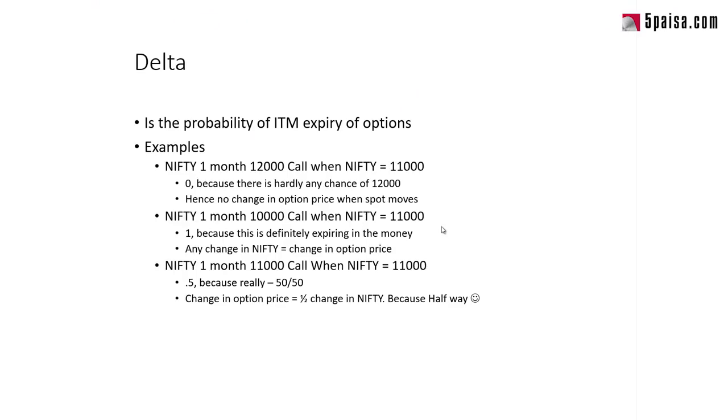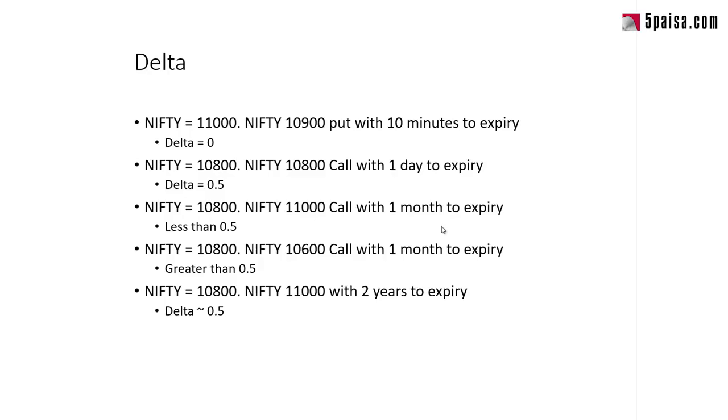So Nifty 1 month 12,000 call when Nifty is 11,000 is almost zero because there's no chance it's expiring in the money. Nifty 1 month 10,000 call when Nifty is 11,000 is 1 because it's definitely expiring in the money. And Nifty 1 month 11,000 call when Nifty is exactly 11,000 is 0.5 because it's really 50-50, right? Halfway. This is a very special case.